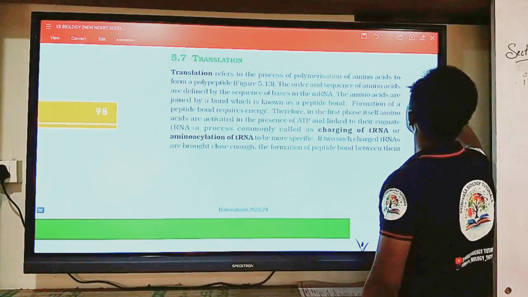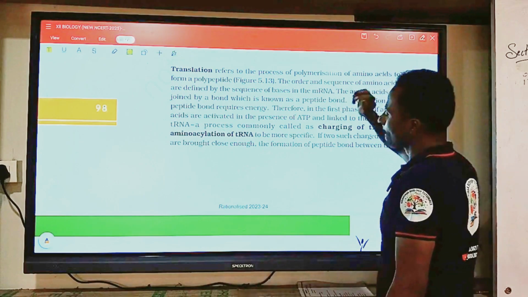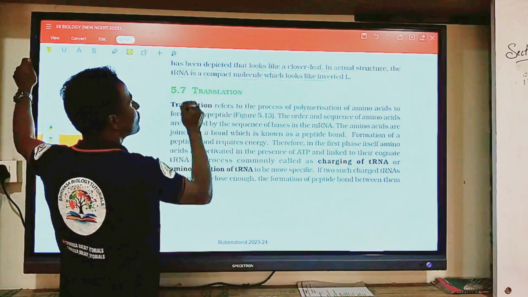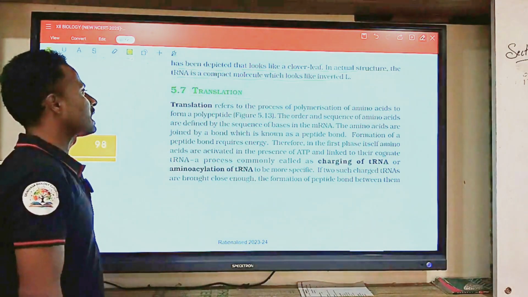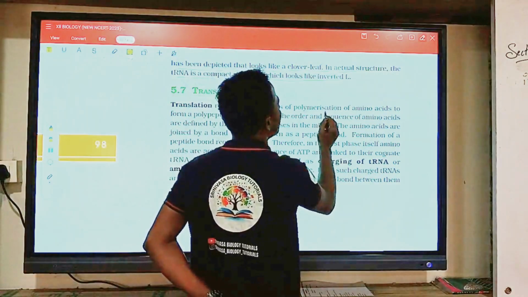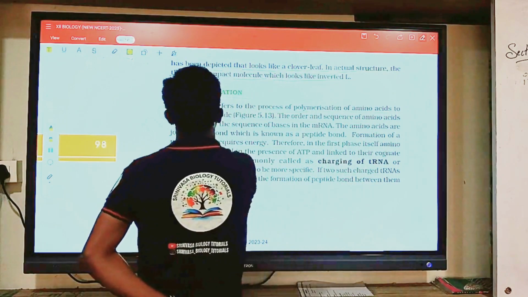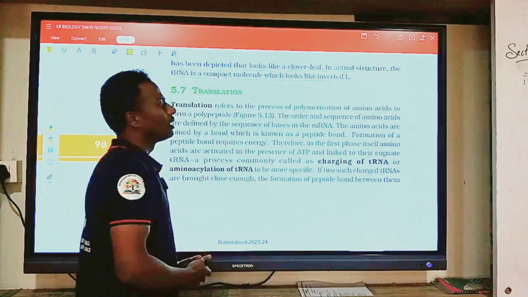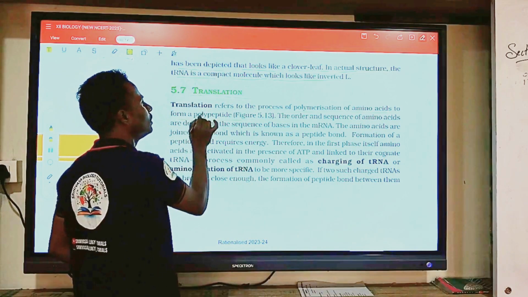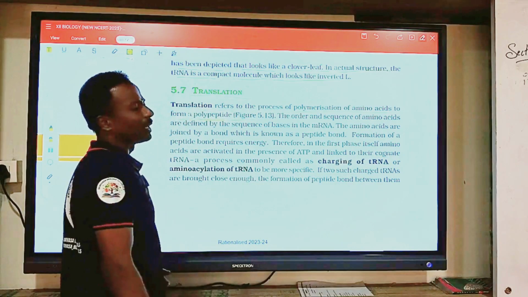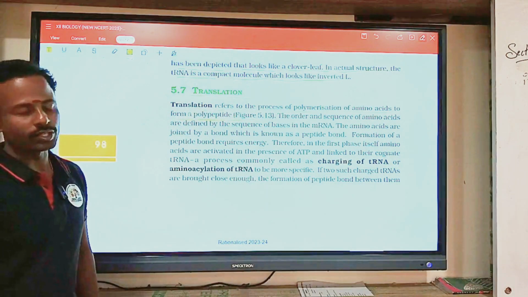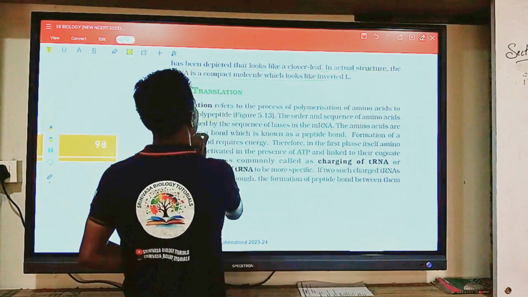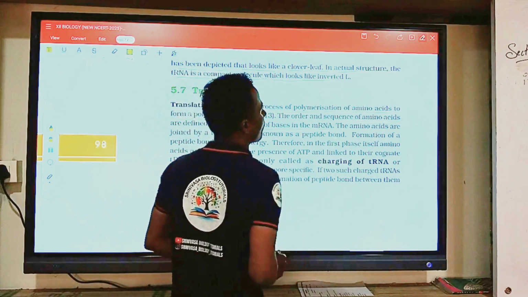Okay, next let us discuss translation. What is translation? Translation refers to the process of polymerization of amino acids to form a polypeptide chain. Here, the process of polymerization of amino acids to form a polypeptide chain is called the translation process. Now, the order and sequence of amino acids is defined by the specific bases of mRNA.